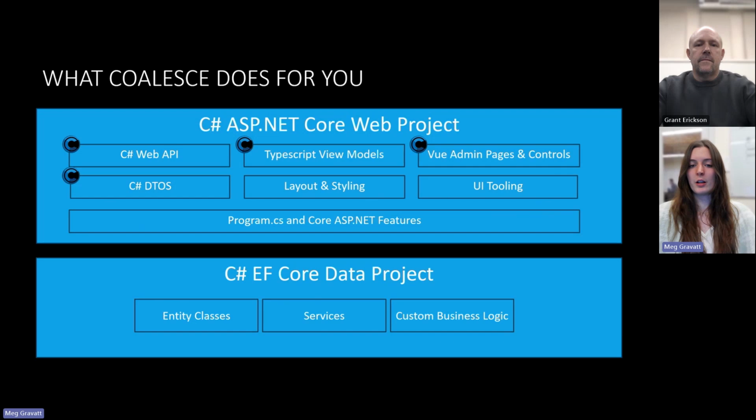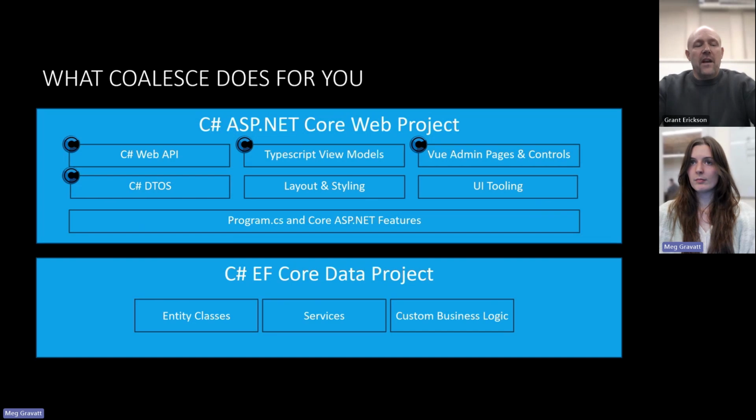And then on the front end, you're also in charge of your program.cs and your core ASP.NET features. And I know in the previous slide, we said the program.cs is set up for you. That's true. But once it's set up by the template, it doesn't change. Yeah, that's an important distinction, Meg. So just think about when you run the template, that happens one time. Right, and all your projects get set up and all the things happen.